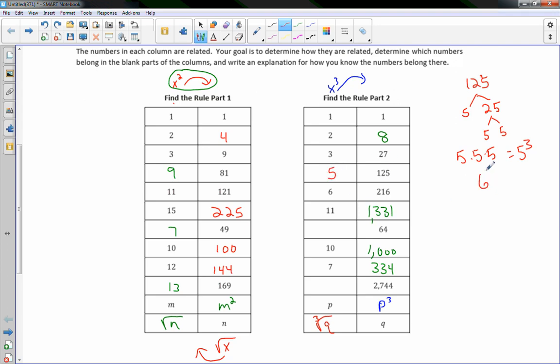If I do the same with 64, let me change colors. How about blue? If I take the cube root of 64, I want to do a factor tree. And I'm going to factor 64 is 2 times 32. 32 is 2 times 16. And I'm going to stop there because I see 16 is a perfect square. That's 4 times 4. Well, it's not a prime factorization because these are perfect squares. They're composite still. But my factors including perfect squares is 2 times 2 times 4 times 4.